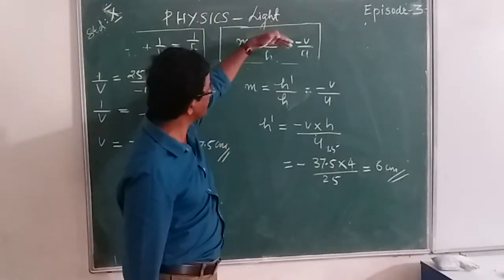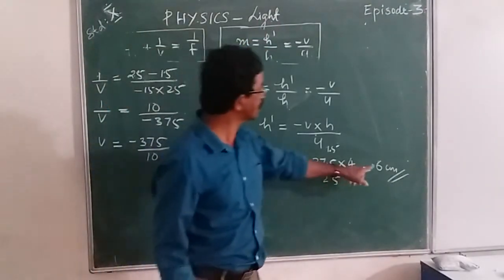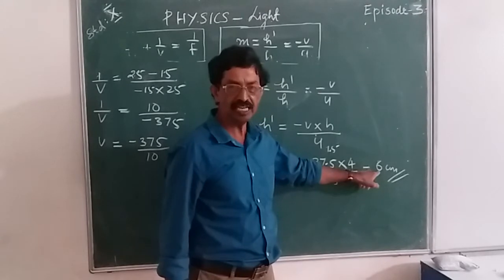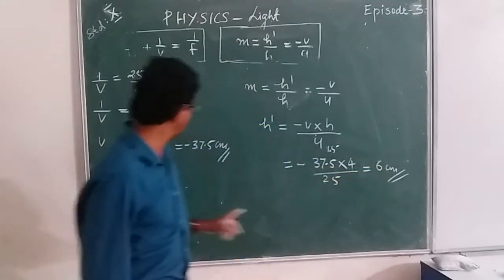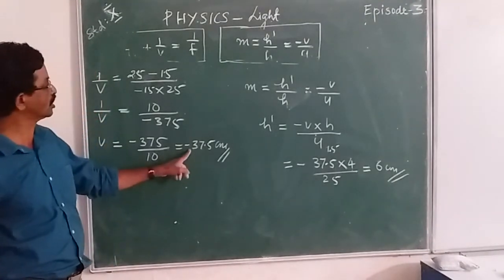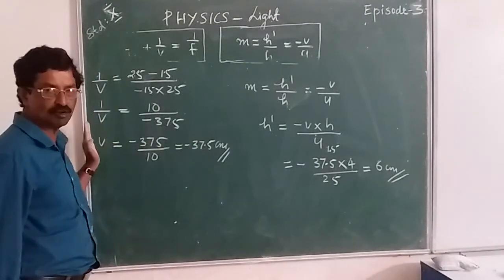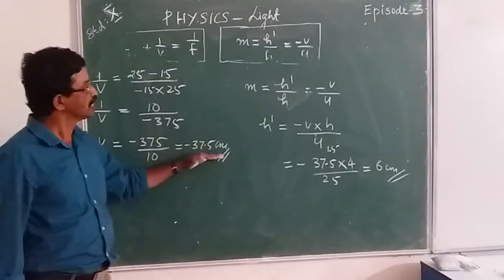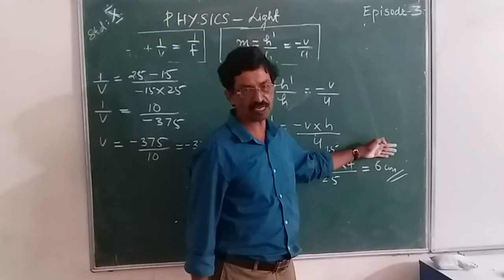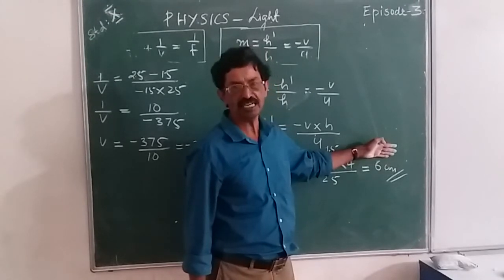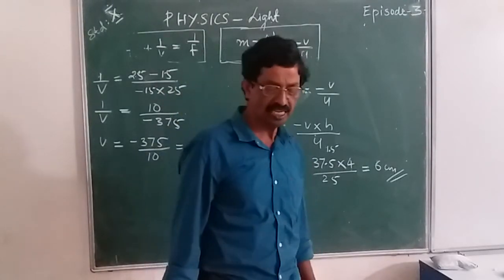Height of object is how much? Only 4 centimeter. Here height of image is 6 centimeter. That means it is enlarged or magnified, and the image we are getting is minus, that means on the same side of the object, so it is real. So it is a real, magnified and inverted image. What type of image are we getting? Real, magnified and inverted image.